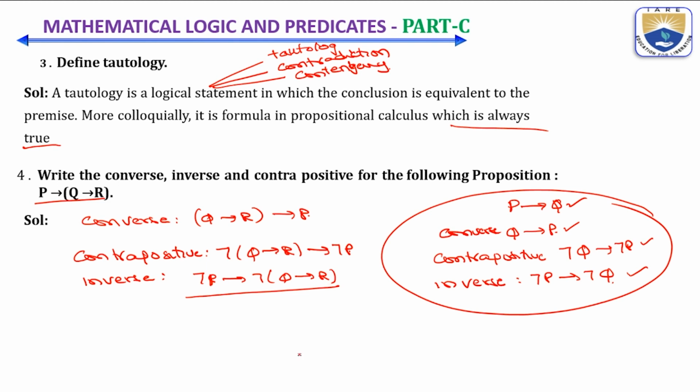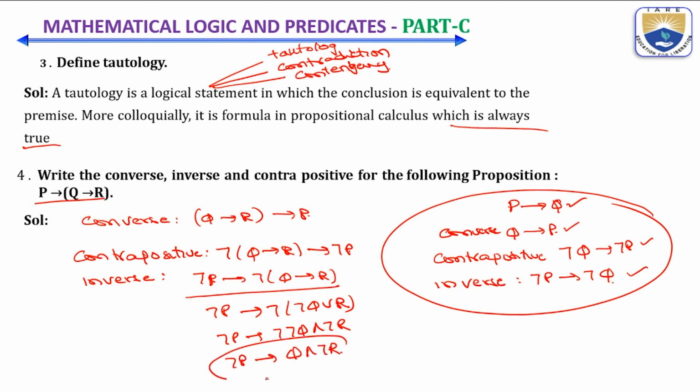Or else we can simplify this and write it in another form. Negation P and negation of negation Q to R is equivalent; then, with double negation, sending the negation inside, Q and negation R. So negation P, then Q and negation R. Like this also we can write the inverse of the given proposition.